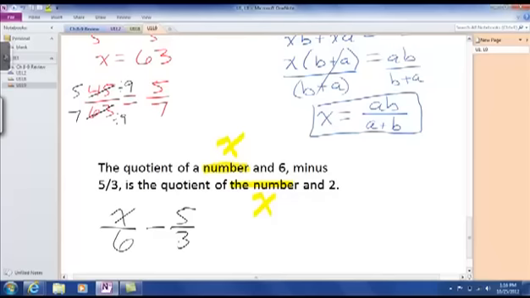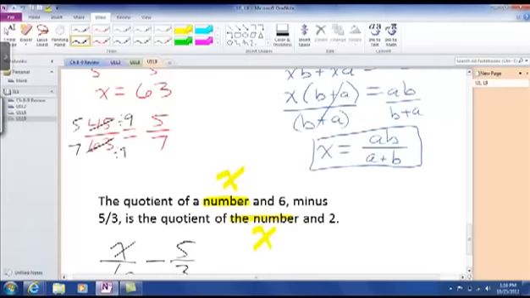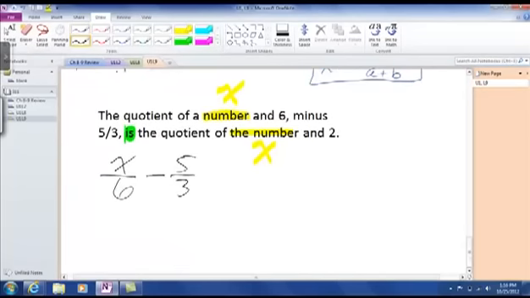Now "is" is a key word. Let me highlight that in a different color. "Is" is the huge word here. So I'm going to put it all green. What does it tell us? It tells us something very important. It tells us equals. That's what it means. You could replace the word "is" with the word "equals" and it would mean the same thing. You could say the quotient of a number and 6 minus 5/3 equals the quotient of the number and 2. So wherever you see the "is," that's where your equal sign goes.